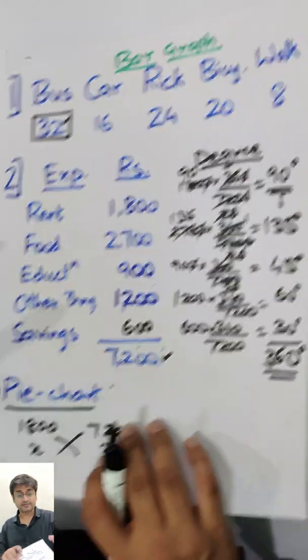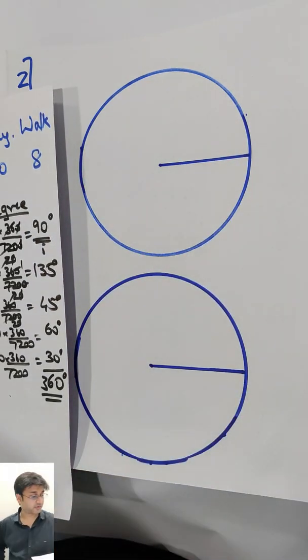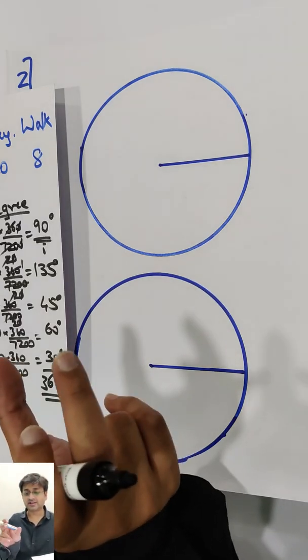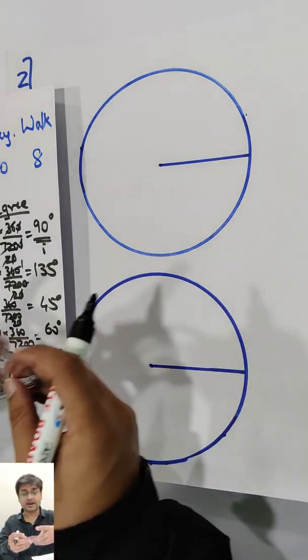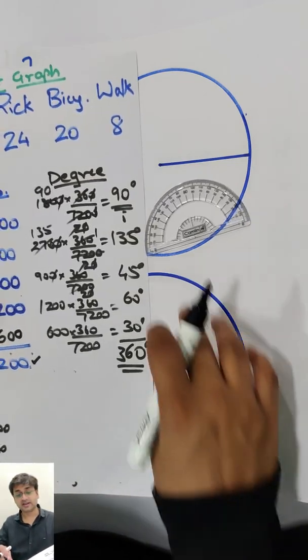So for a pie chart, you can draw a circle of any centimeters that your school teacher tells you. For me, the best one would be at least 4 centimeter or 3 centimeter, anything that fits on your page. So I guess 3 centimeter or 4 centimeter circle is a good one. Okay, there is nothing mandatory. Take your protractor, very important, and let's look at the degrees now.